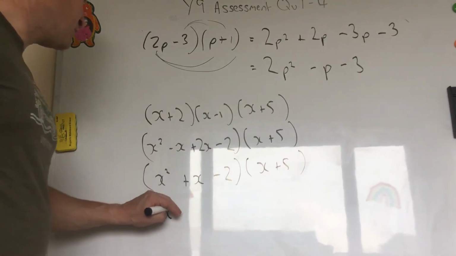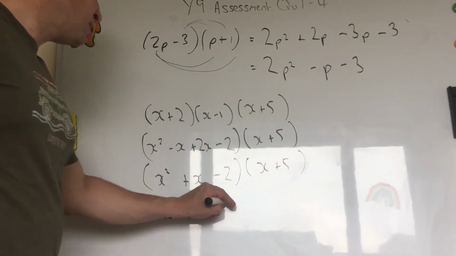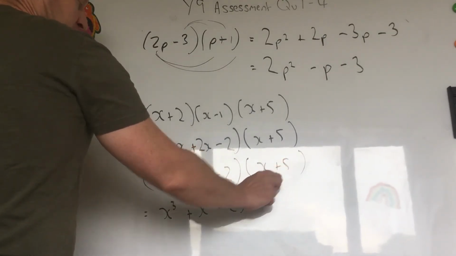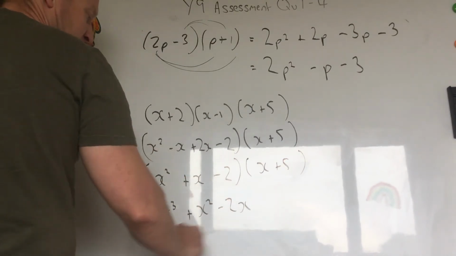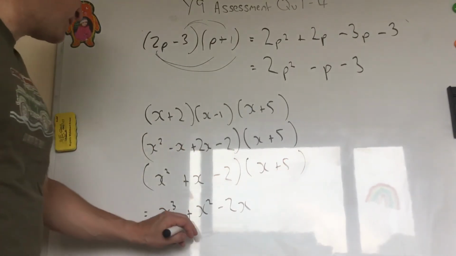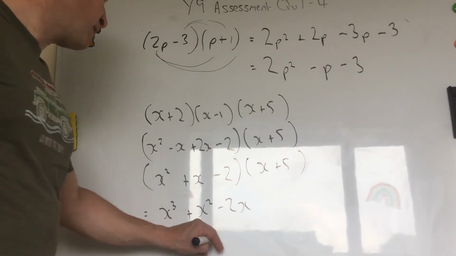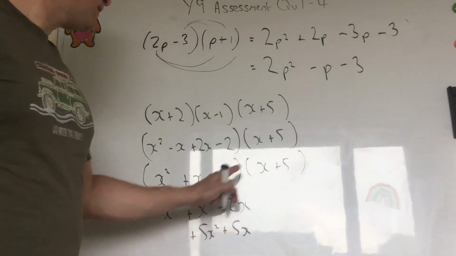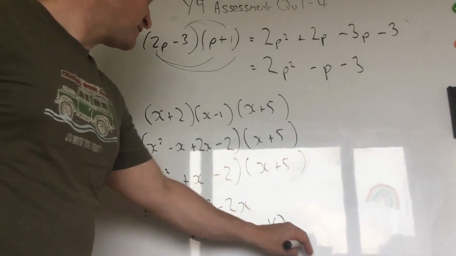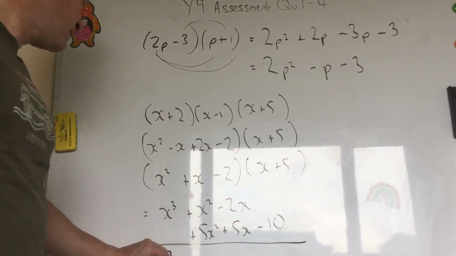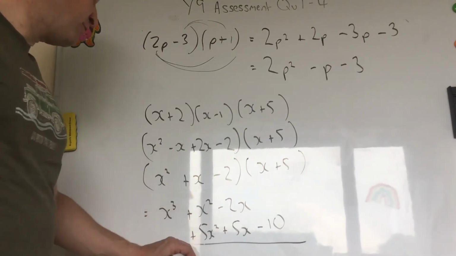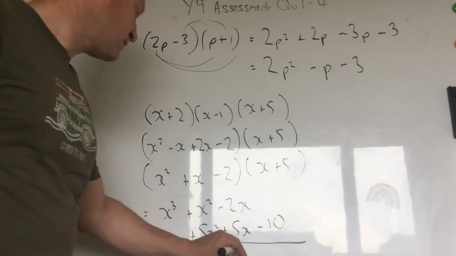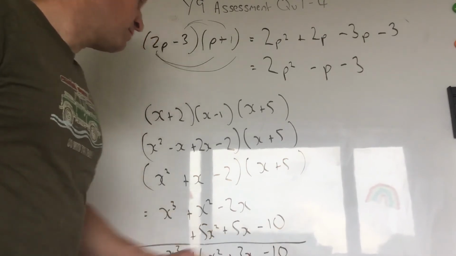So I'm going to get x cubed plus x squared minus 2x. Then I'm going to multiply everything by 5. I'm going to line up the powers with the relevant power above. So x squared times 5 is 5x squared. I'm going to put that there, plus 5x squared. x times 5 is plus 5x, and minus 2 times 5 is minus 10. Then just adding them together: x cubed, x squared plus 5x squared is 6x squared, minus 2x plus 5x is plus 3x, minus 10.